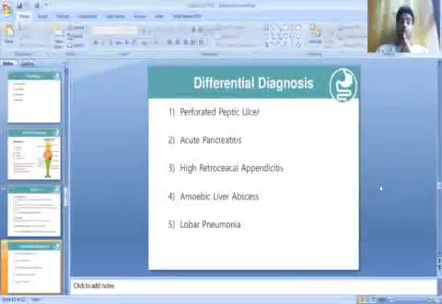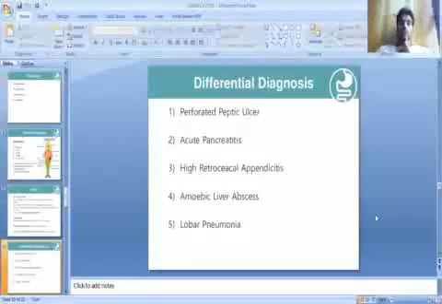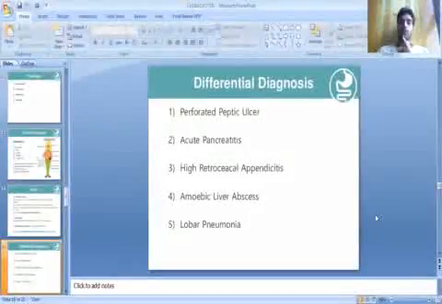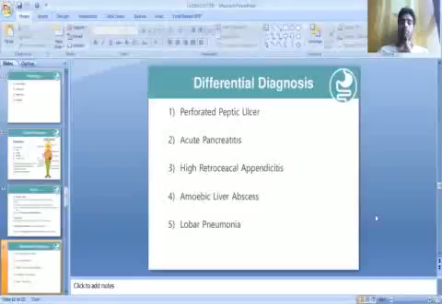Differential diagnosis: perforated peptic ulcer, acute pancreatitis, high retrocecal appendicitis, amoebic liver abscess, right basal pneumonia.